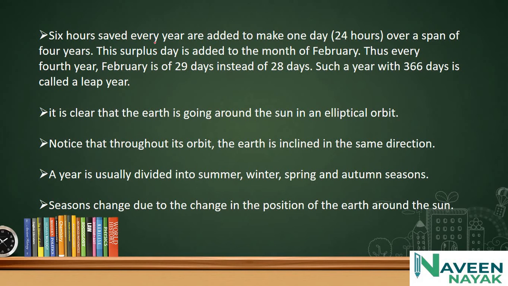Six hours saved every year are added to make one day over a span of 4 years. This surplus day is added to the month of February. A non-leap year has only 28 days, and in a leap year February has 29 days. Thus every 4th year February has 29 days instead of 28 days.